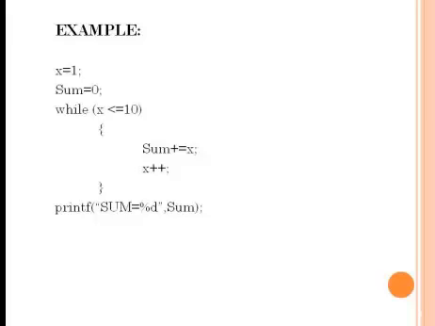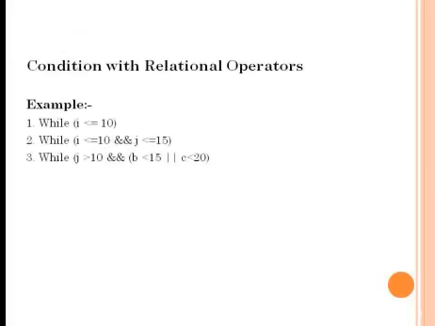It evaluates this value. Let's consider some more examples of conditions using relational operators. Here, let us assume i equals to 10, j equals to 15, b equals to 3 and c equals to 2. The most important thing in loops is checking the condition. Here the condition is i less than or equals to 10. So the i value is 10. 10 less than or equals to 10. This condition is true.